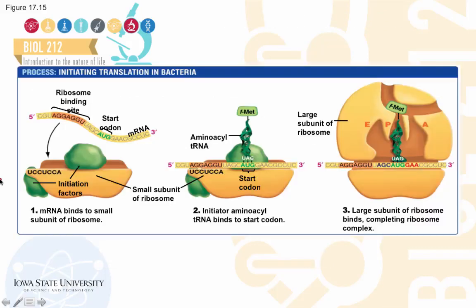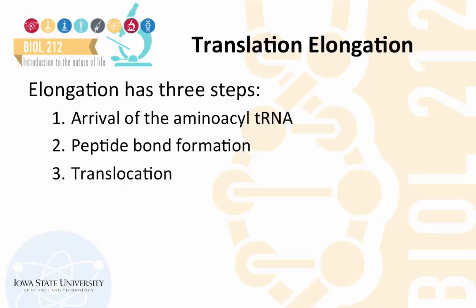So to summarize what we saw on the previous slide, the small ribosomal subunit, with the help of initiation factors, binds the mRNA molecule at the ribosomal binding site, or the Shine-Dalgarno sequence, after which the initiator amino acyl tRNA carrying the amino acid methionine binds to the start codon, and then the large ribosomal subunit binds, completing the ribosomal complex. An incoming amino acyl tRNA can now occupy the A site. The second phase of translation, known as elongation, involves three steps.